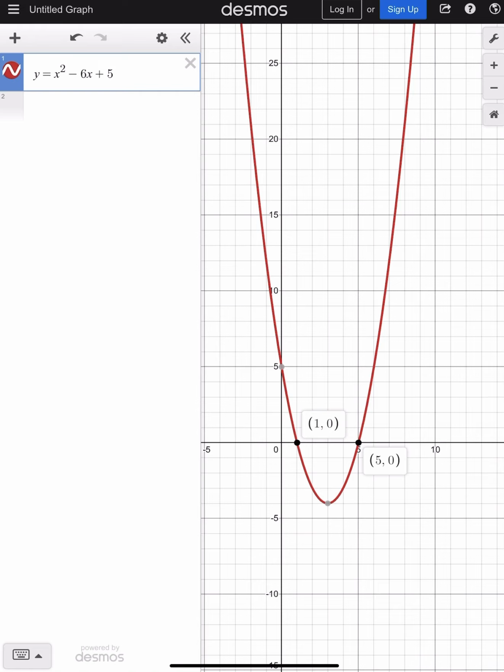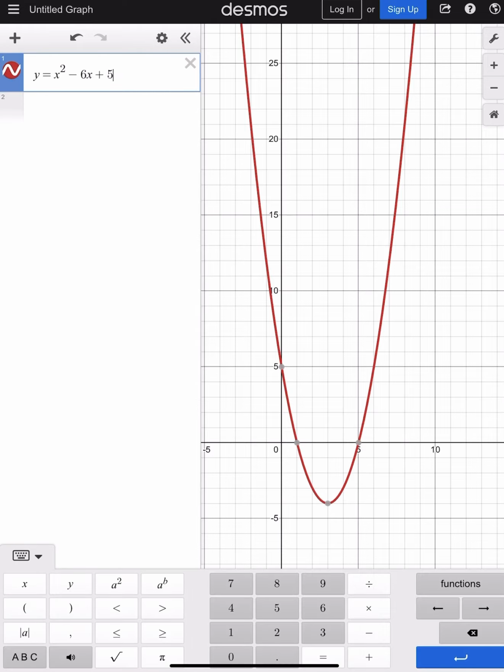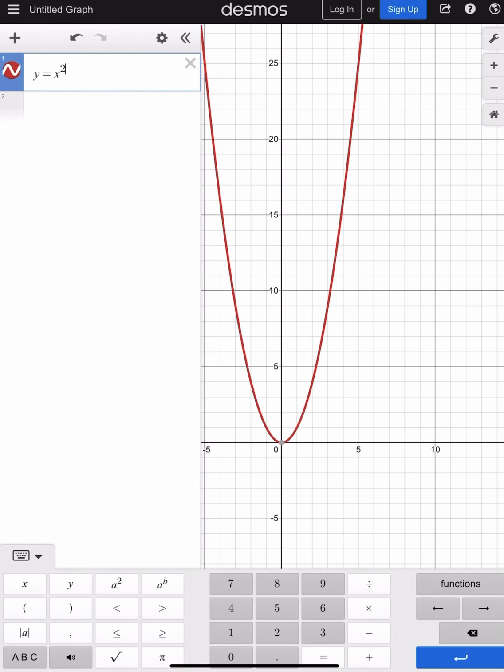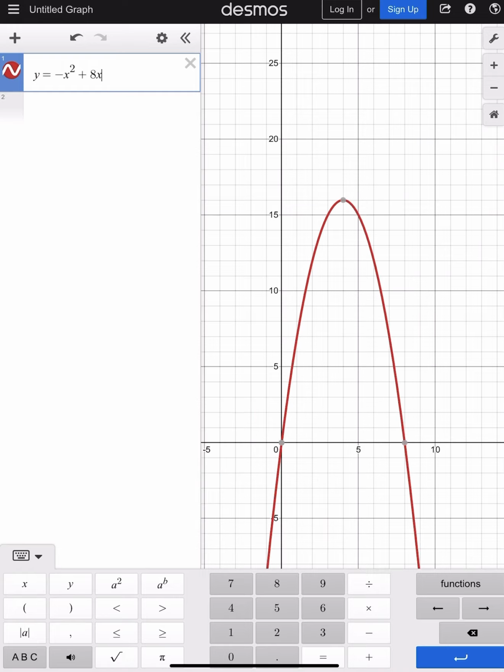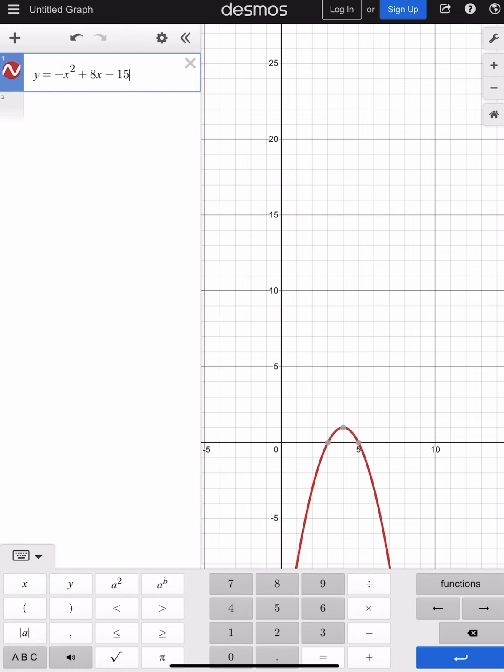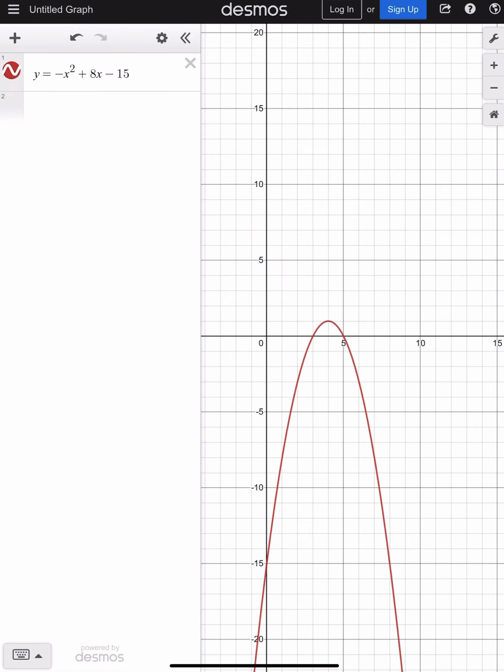Okay, so now let's graph the second equation, and I'm just going to delete this first equation. So we have y equals negative x squared this time, plus 8x minus 15. Notice on this one, because your x squared is negative, it turns the U upside down. It doesn't change what we're looking for. We're still looking for where it crosses the x-axis, which happens to be at those two numbers. So your two solutions in this case are 3 and 5.